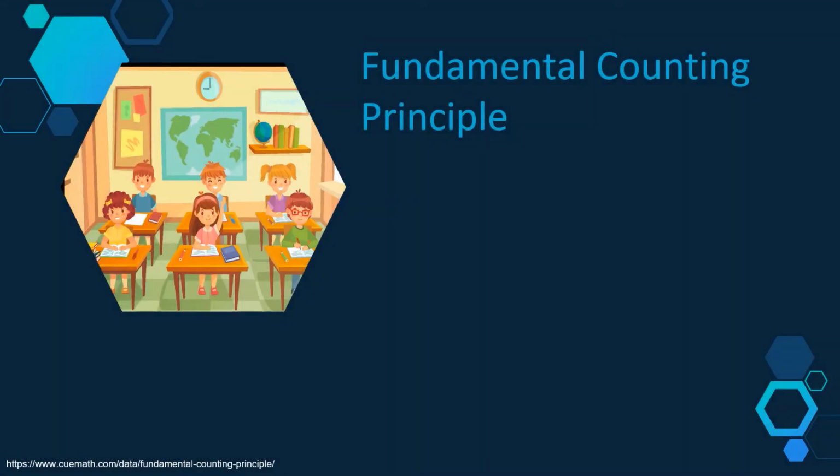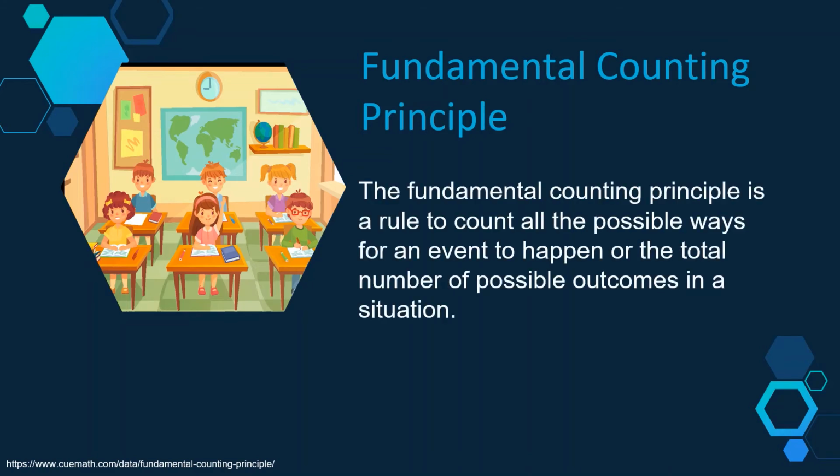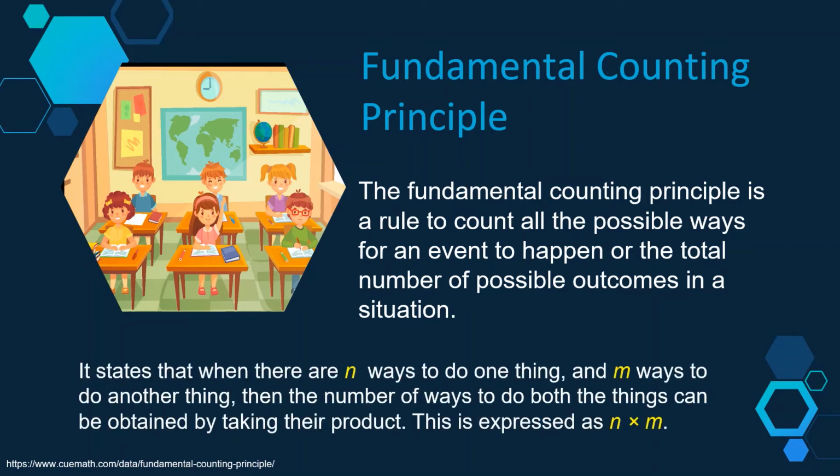Next is the fundamental counting principle. The fundamental counting principle is a rule to count all the possible ways for an event to happen or the total number of possible outcomes in a situation. It states that when there are n ways to do one thing and m ways to do another thing, then the number of ways to do both the things can be obtained by taking their product. This is expressed as n multiplied by m. So meaning, multiplication lang ang gagawin natin dito.